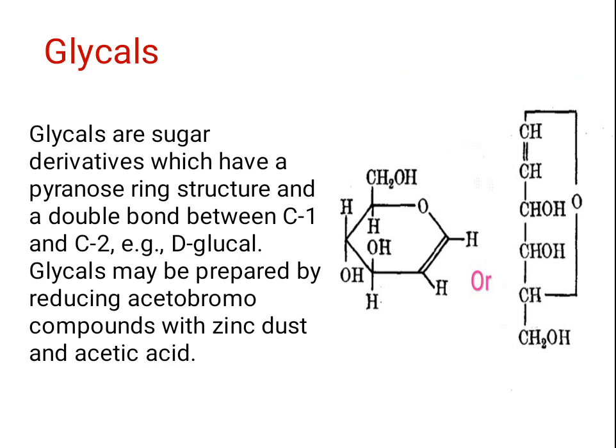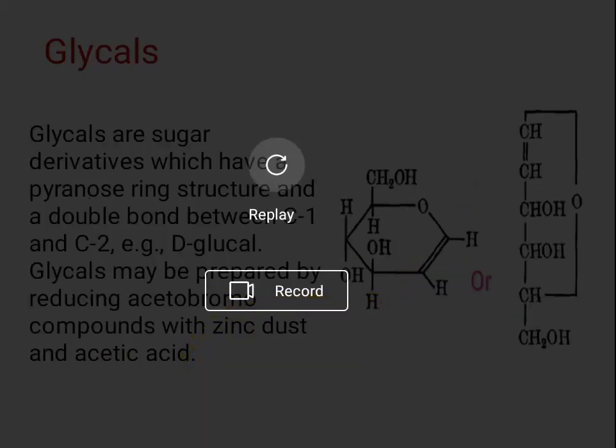Now this is an important note about glycals. What is a glycal? Actually glycals are sugar derivatives which have a pyranose ring structure and a double bond between C1 and C2. For example, D-glucal. Glycals may be prepared by reducing acetobromo compounds with zinc dust and acetic acid. So this is the form of glycal, where these C1 and C2 carbons are attached with a double bond. Okay, so finish.